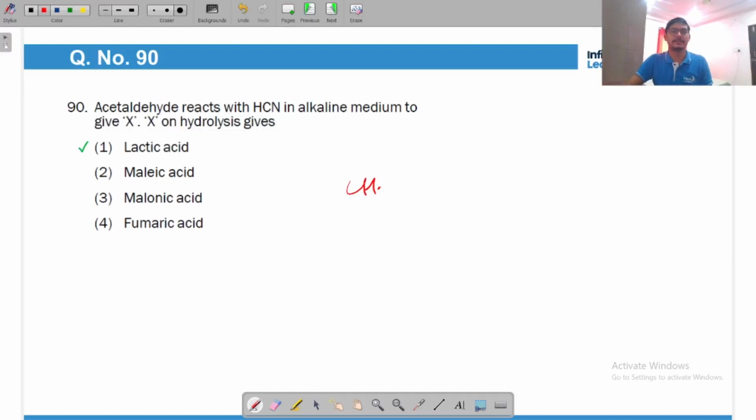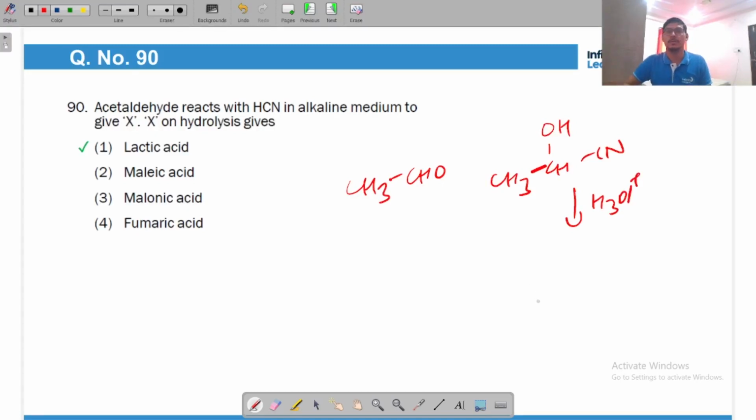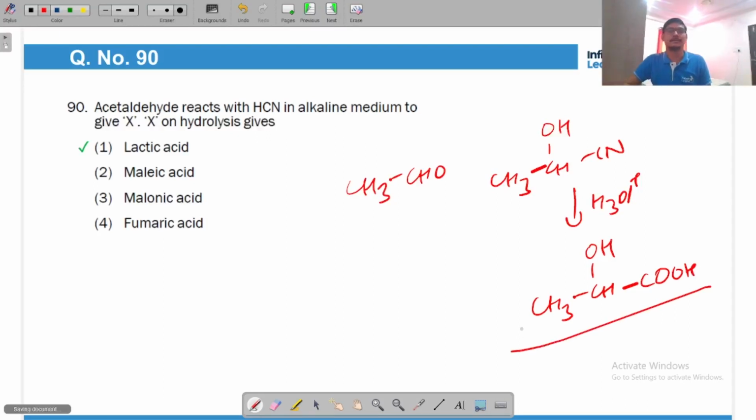Acetaldehyde is this, right? When it reacts with HCN, then cyanohydrin is formed. This is a product, CH3CHOHCN. And when this undergoes hydrolysis, of course, cyanide is converted to carboxylic acid, right? So this is the smallest alpha hydroxy acid. This one is lactic acid. Remember this, right?